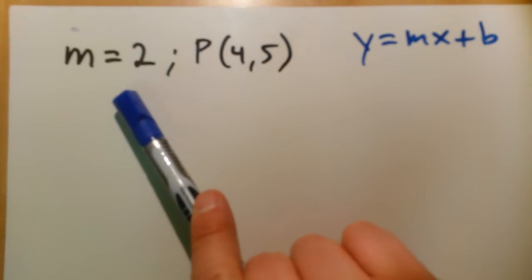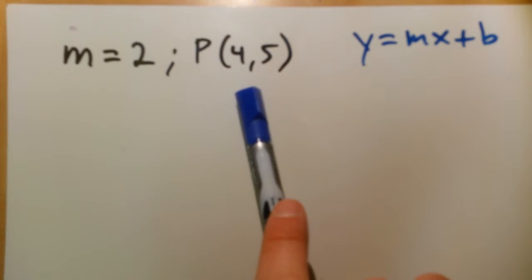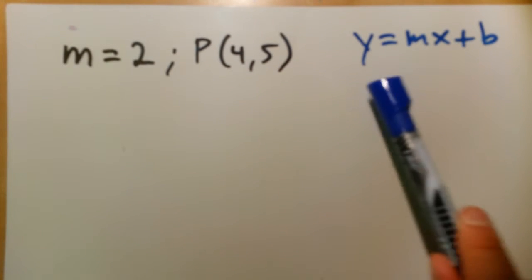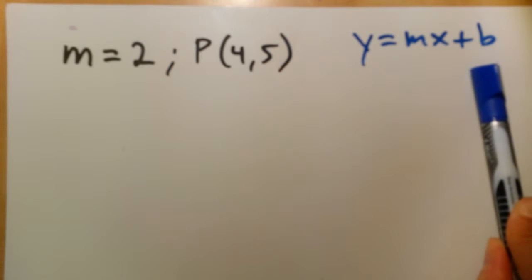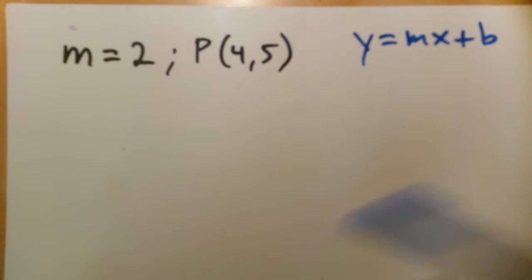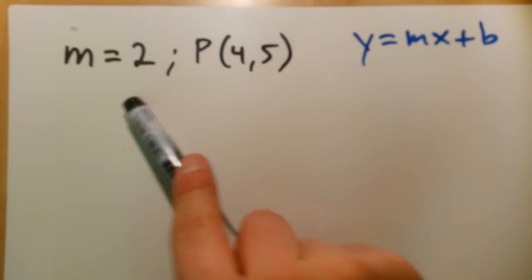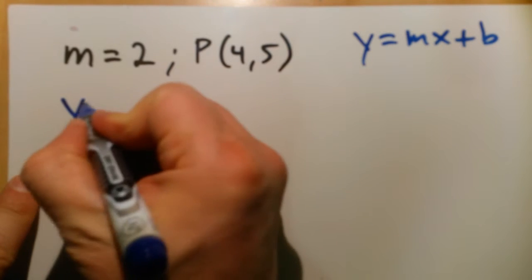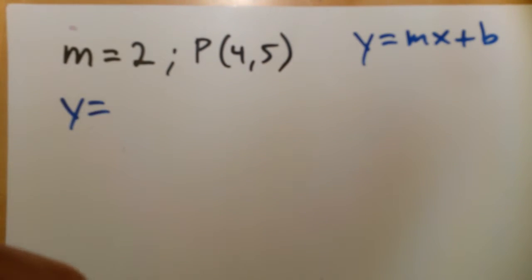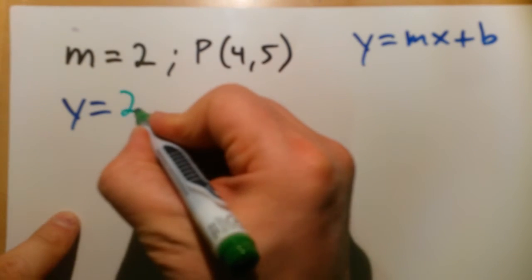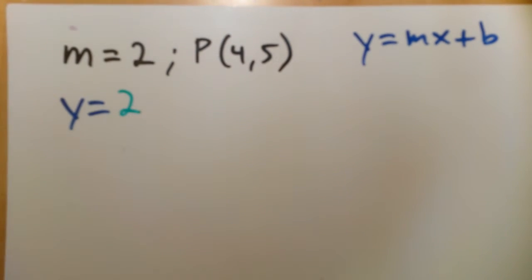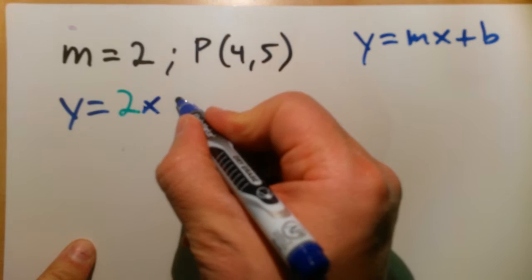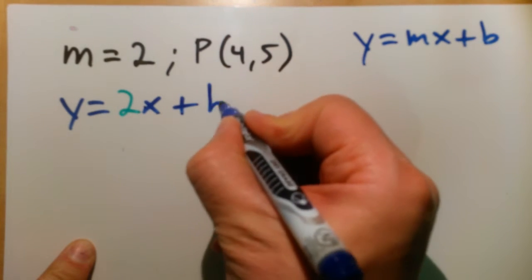So we know that the slope is 2 and it passes through this point. We know that the slope-intercept form is y equals mx plus b. So let's just substitute the slope into this equation. In other words, we write the following. We know that the slope is 2, so we might as well substitute it. So we're going to get y equals 2x plus, what's the y-intercept? We don't know yet.